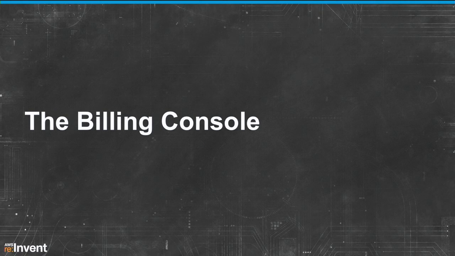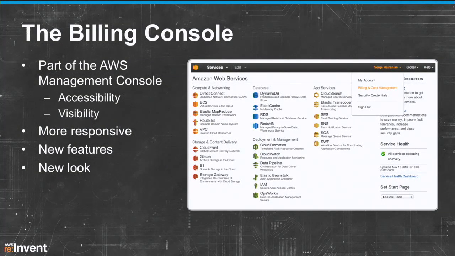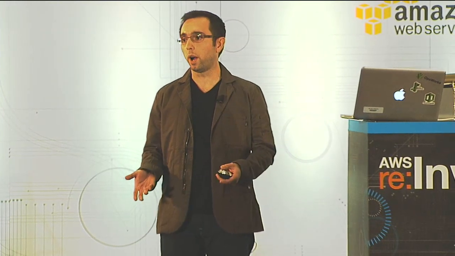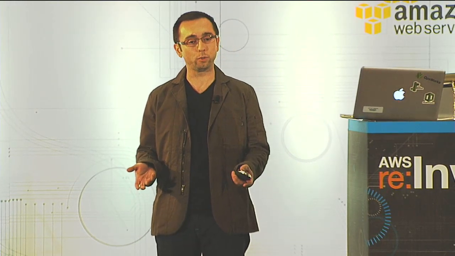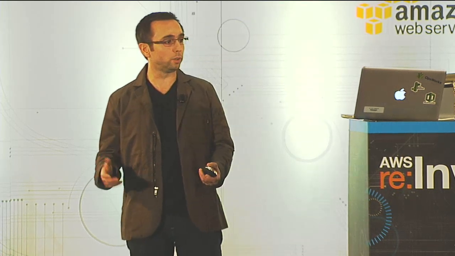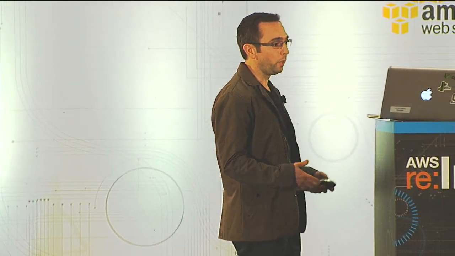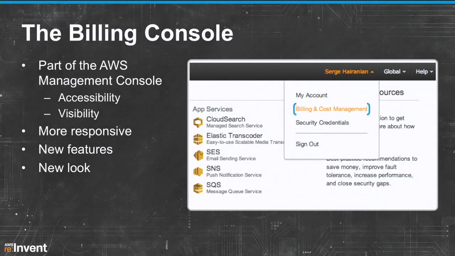The billing console. So we launched the billing console earlier today, as I said. Customers have always been asking for increased visibility into their AWS spend, as well as increased accessibility. So the logical first step for us was to bring your billing and account information closer into the UI that's used most to manage your AWS resources, and that's the AWS Management Console. With the move, we've made the UI more responsive, added some new features, and gave it a new look. To access the billing console, you just hover over your name in the top right corner and select the new billing and cost management link.